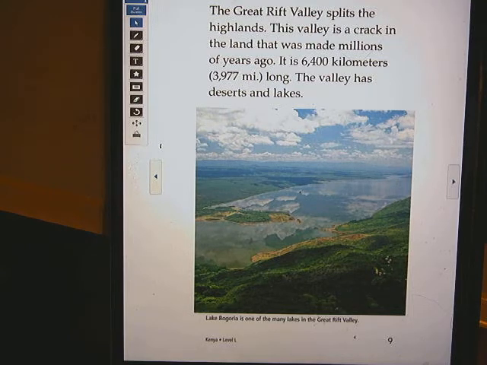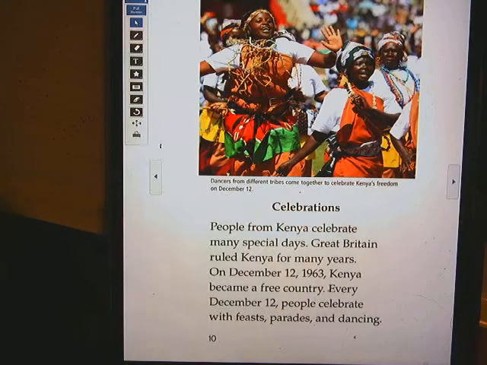It is 6,400 kilometers or 3,977 miles long. The valley has deserts and lakes. Lake Bogoria is one of the many lakes in the Great Rift Valley. And that is a photograph. That's how we know that this book is nonfiction. And the words that we read just below are known as what? That's right, captions.